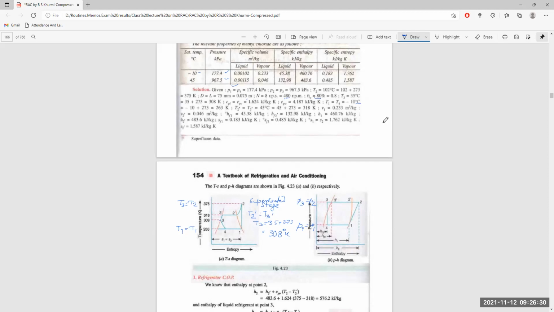Then CPL and CPV, what more is given? The specific heat of the liquid refrigerant and of the vapor refrigerant, which is constant, is equal to 1.624, and the specific heat of water is also given separately, that is 4.187. This means water is a much higher carrier of heat than our refrigerant itself. Next, what is the volume V1 and V2 dash?